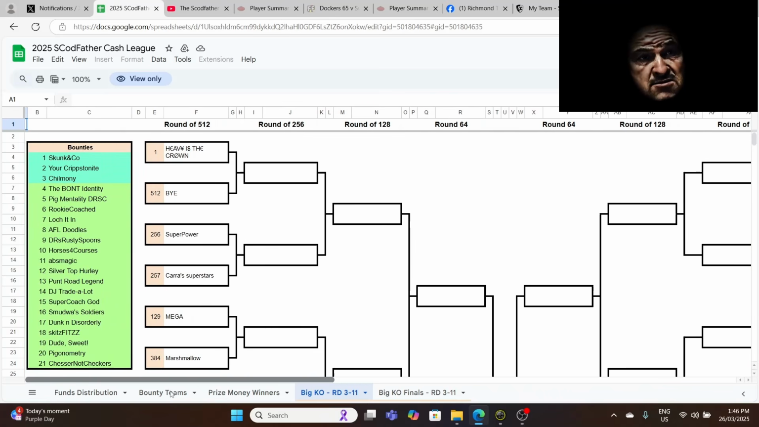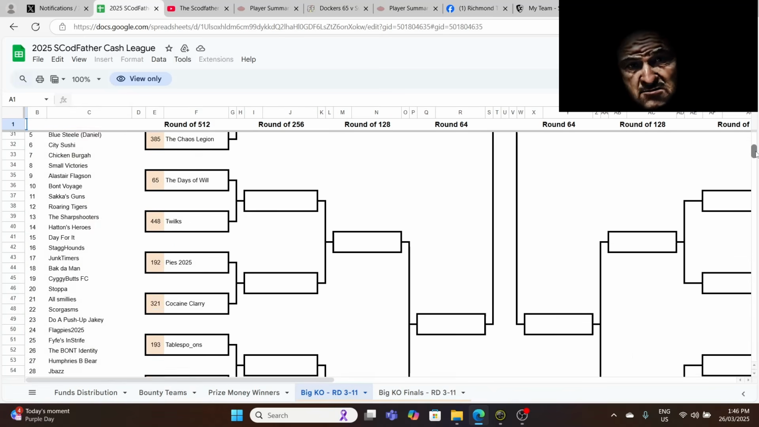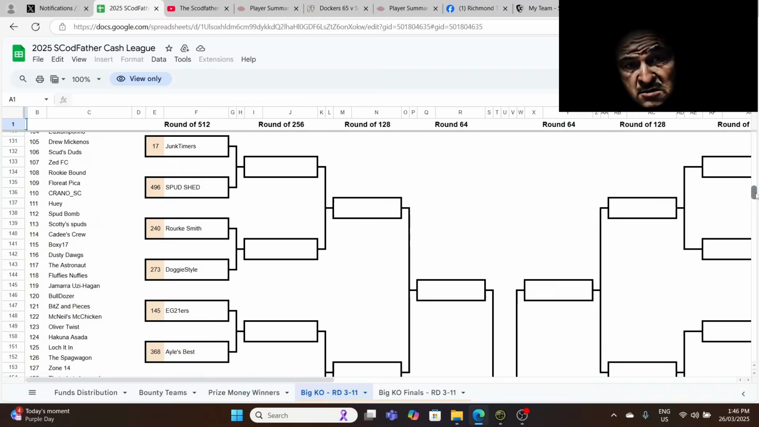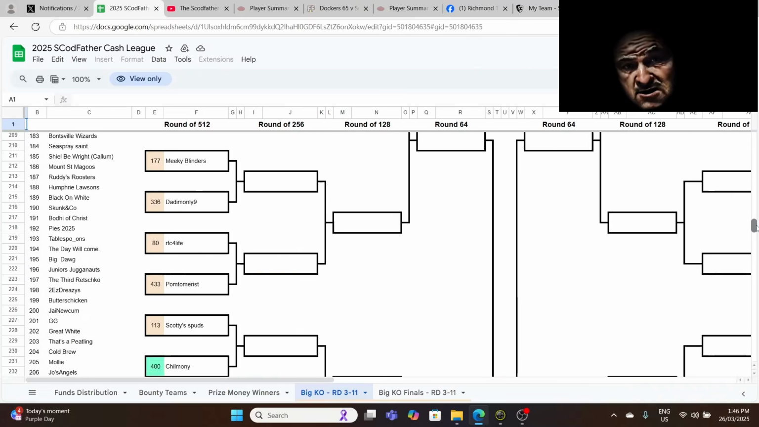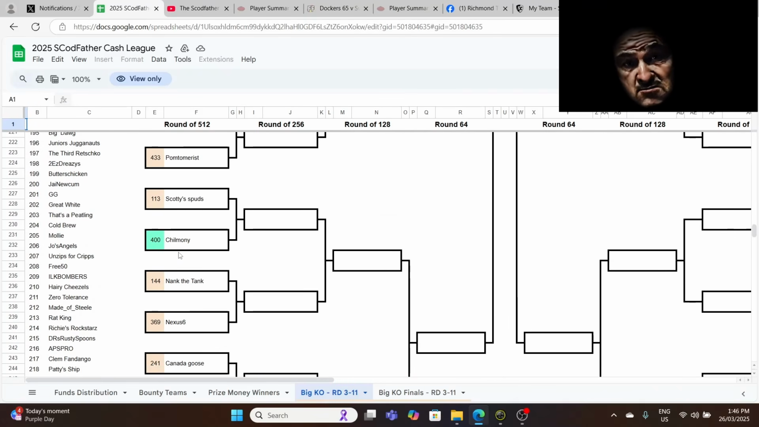Okay, now any team you see with a blue circle in there, which I'll find one, all right, if you see a blue circle or a green circle, that means it's a bounty team. So that means you'll know. So for example, here, Scotty Spuds are up against Moira's Magic or Chilmoni. Okay, now if Scotty's Spuds defeats Chilmoni, he collects $100. However, if Chilmoni wins this week, then Chilmoni moves over to this spot here.